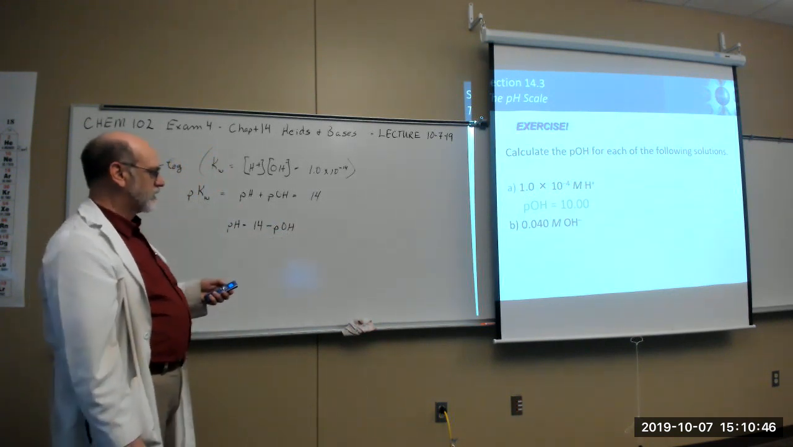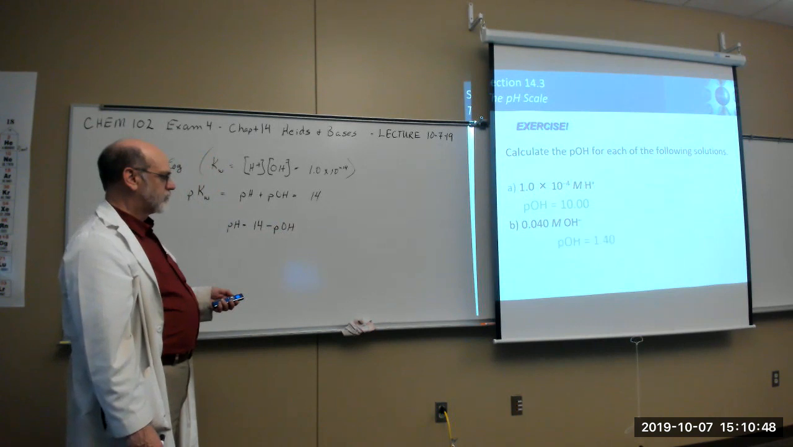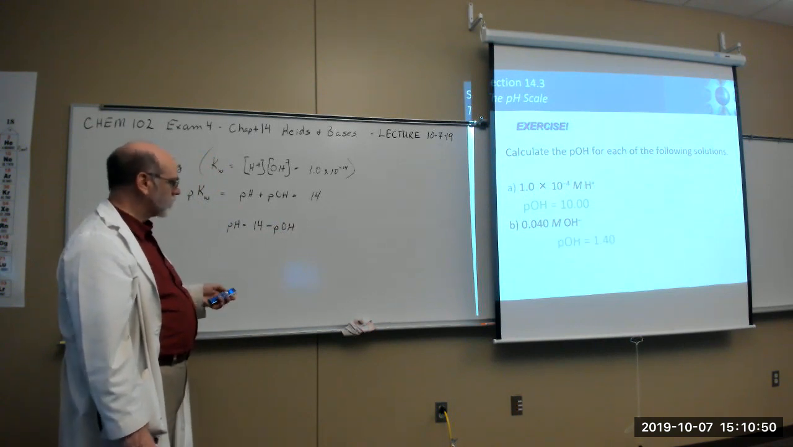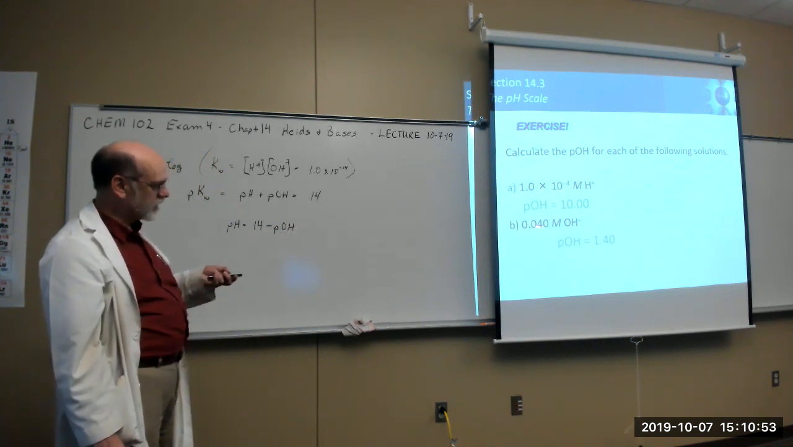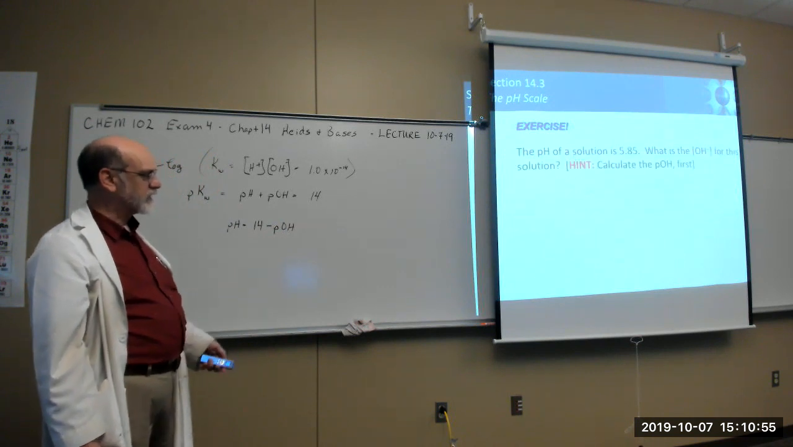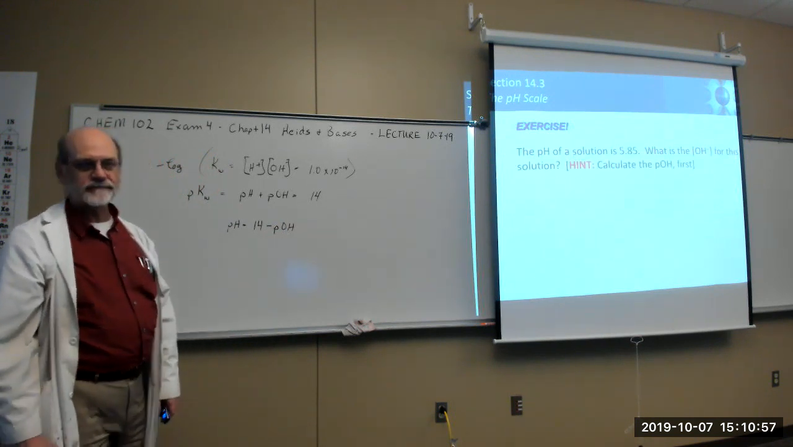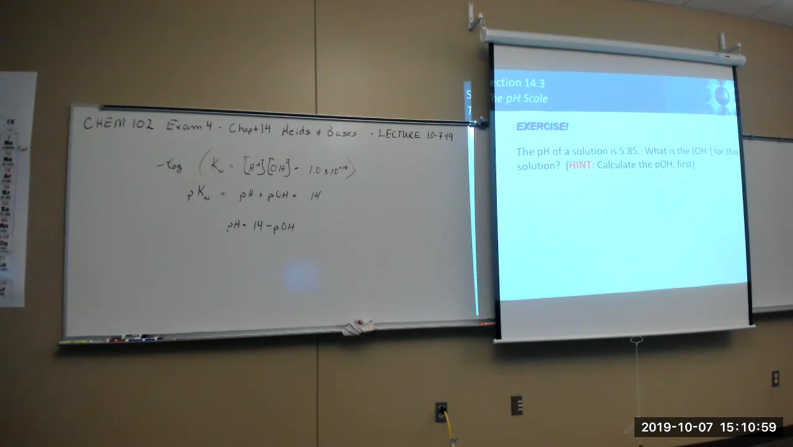And then the other one, the pOH is 1.4. If we take the negative log of this, subtract it from 14, and you get 12.6. So that's the quick way, the easy way.